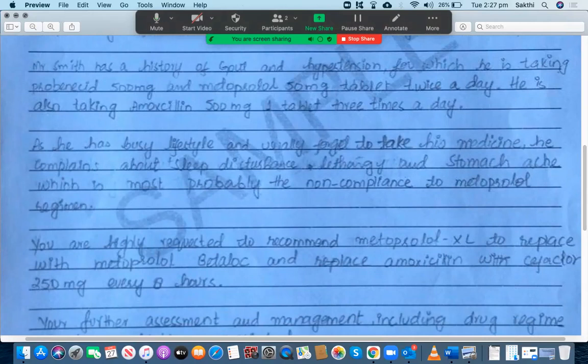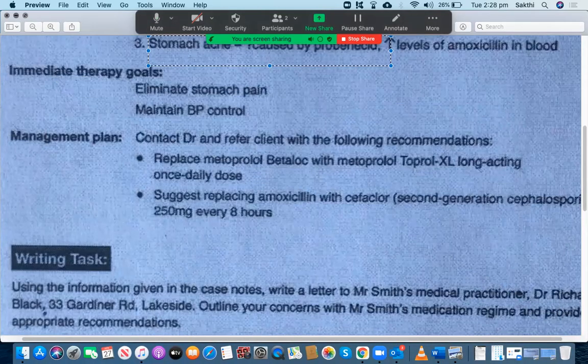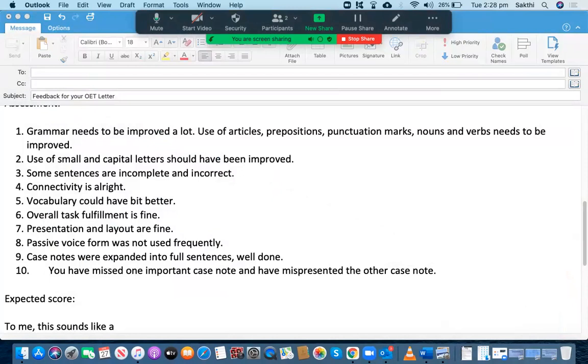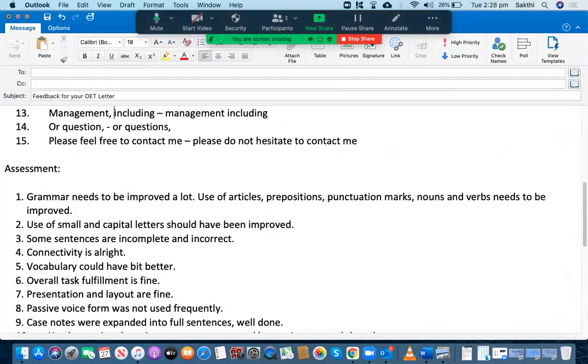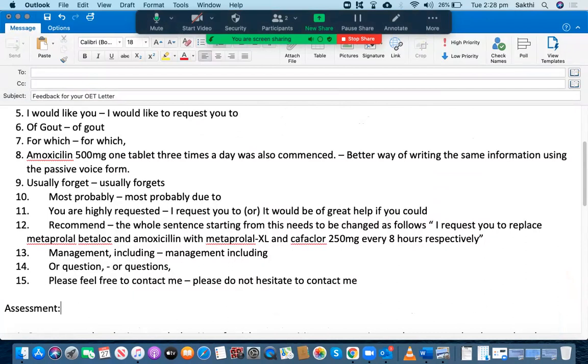Can you tell me what is the meaning of as a consequence? As a result, or all the connecting phrases are the same. They mean therefore or so or due to or because. So here I can use therefore as well. Therefore he complains about sleep. That's right. But don't use so, because so is an unacceptable connecting phrase in the OET letter. You can use therefore or as a result or as a consequence. All right. Let me look at your mistakes.